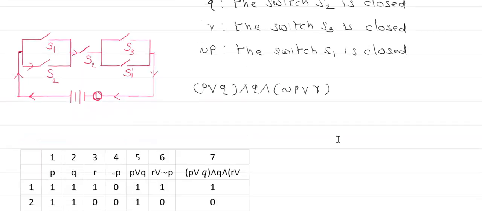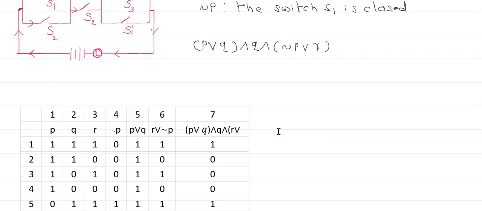And again perform the truth table for this also. We can perform the same things here. First we will write P, Q, R, then we will require the negation of P, then we will require P or Q. Here is column number 5, which is P or Q. Next is column number 6, which is R or negation of P.